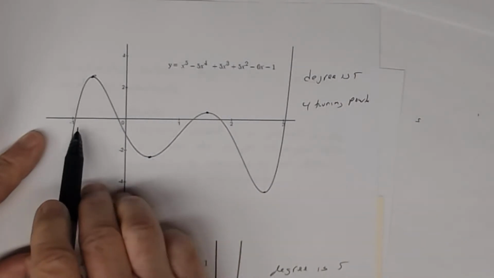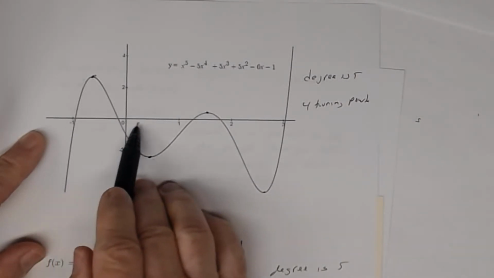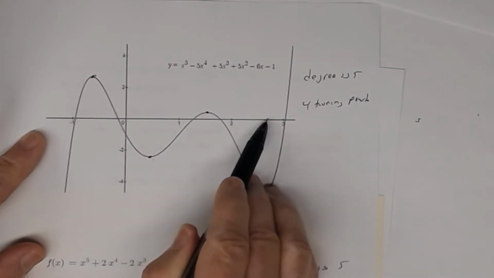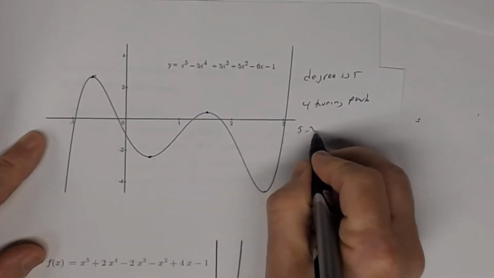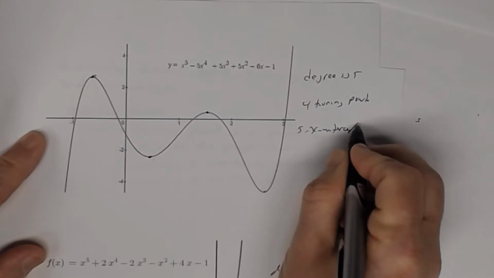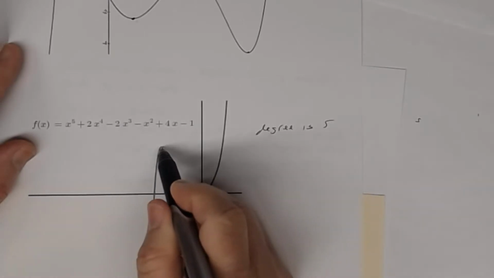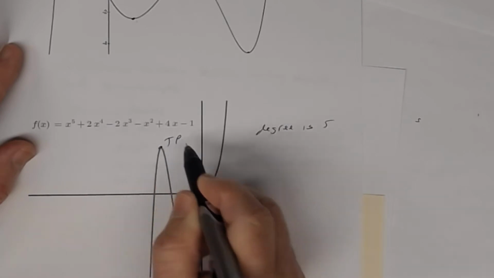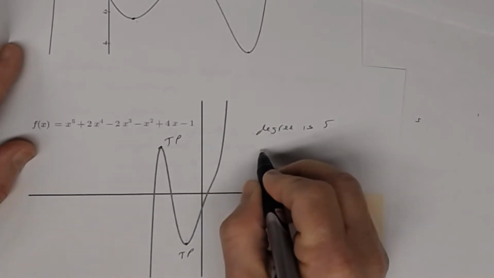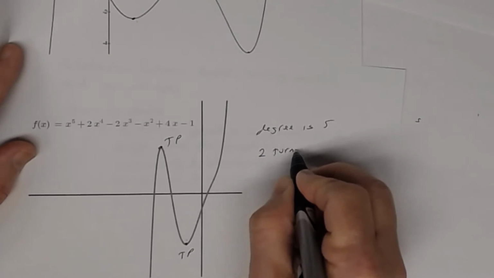Okay, let's look at the x-intercepts. 1, 2, 3, 4, 5 x-intercepts. Okay, over here, let's look at the turning points. It goes from increasing to decreasing, so that's one turning point, right? We just call it TP. And then here's another turning point, decrease, increase, and it's just increasing all the way up. So in this case, there are only two turning points.